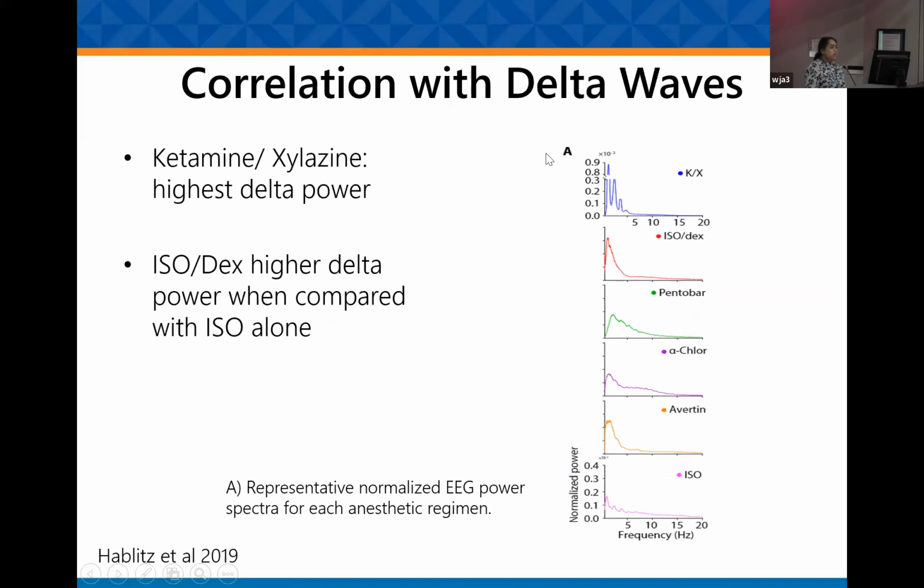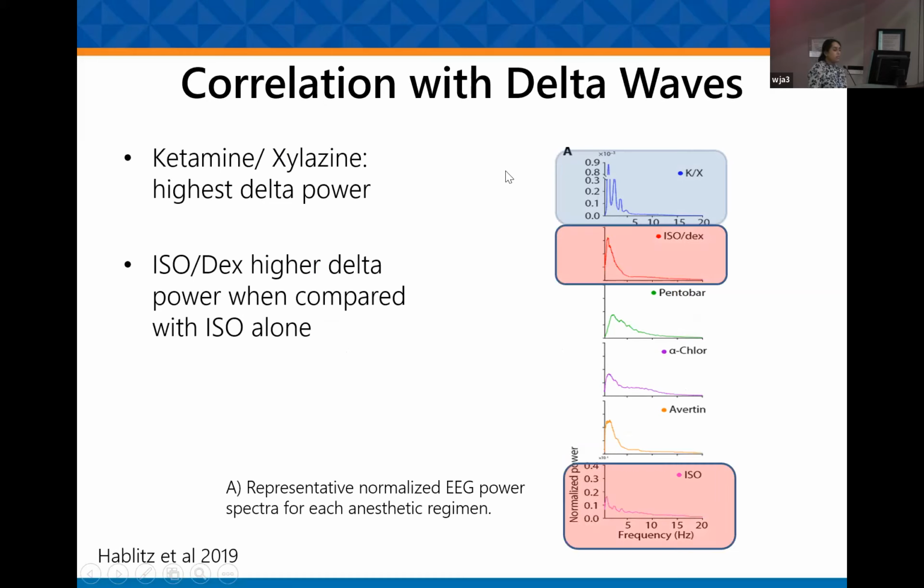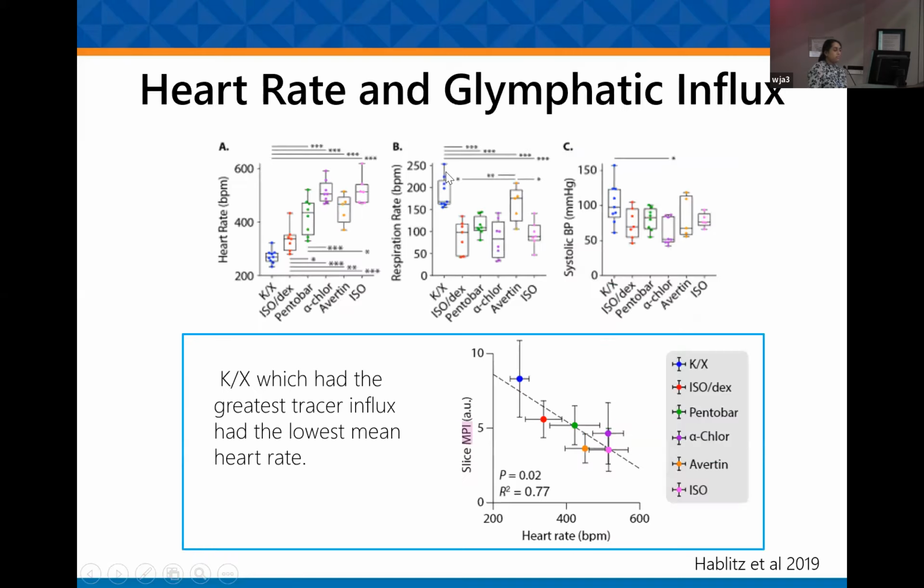They then looked at correlation with delta waves. Ketamine with xylazine had the highest delta power, and isoflurane with dexmedetomidine had higher delta power when compared with isoflurane alone. They also looked at heart rate and lymphatic influx. Ketamine with xylazine had the greatest tracer influx but the lowest mean heart rate. That was also seen with dexmedetomidine, which had a lower heart rate when compared to the other anesthetics.